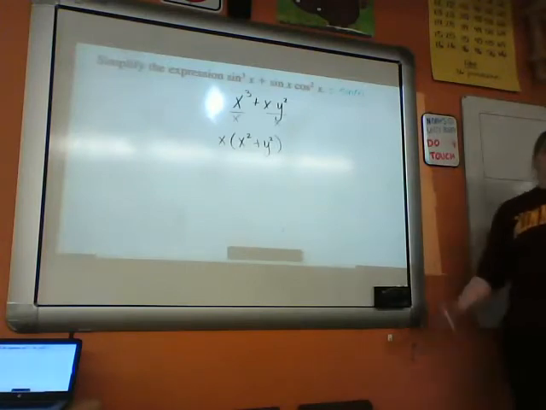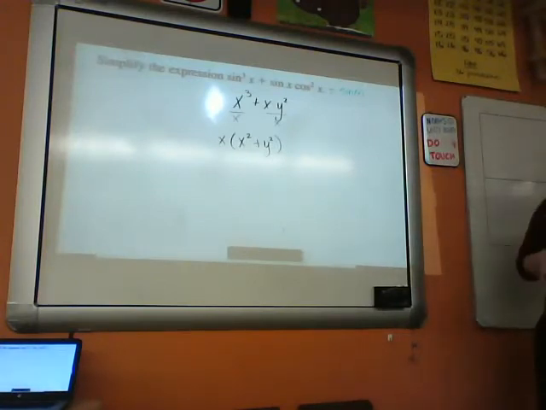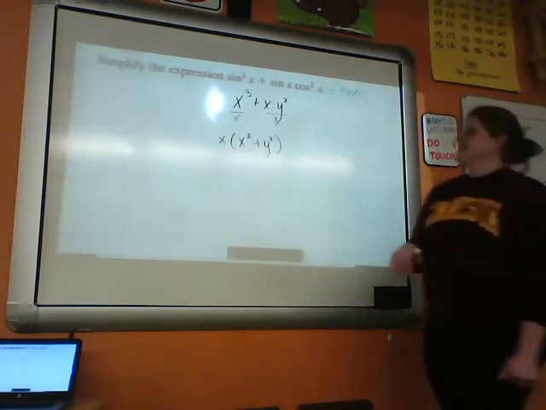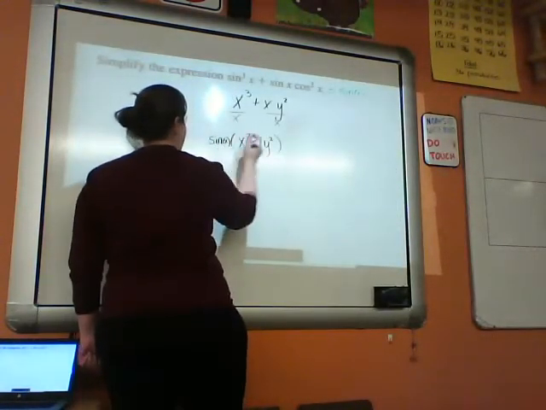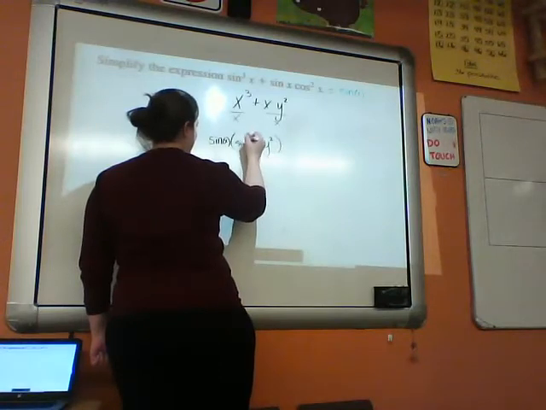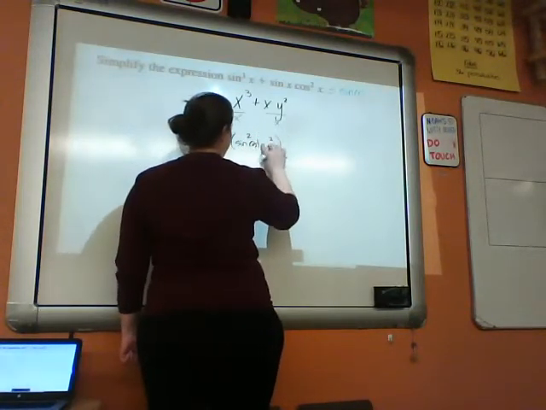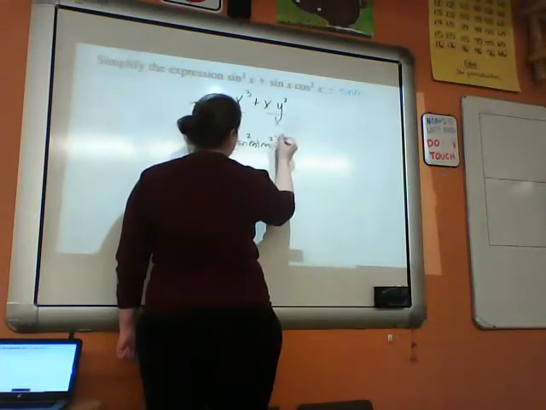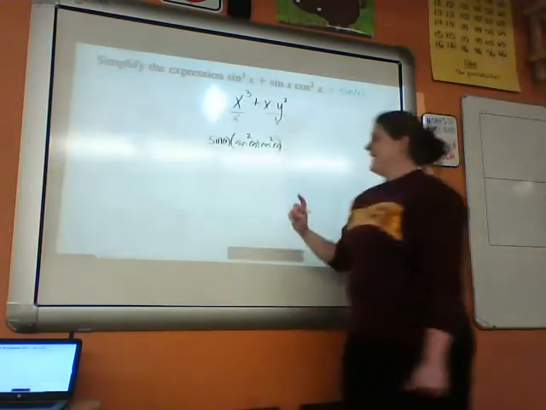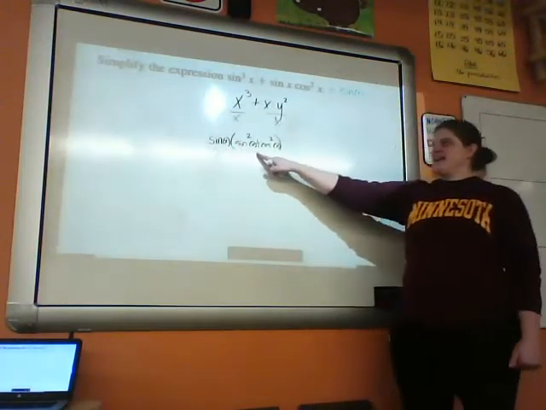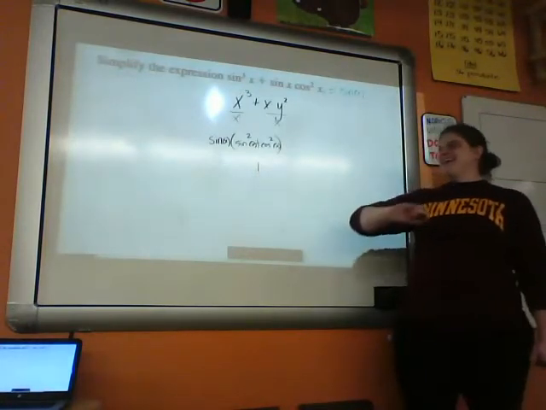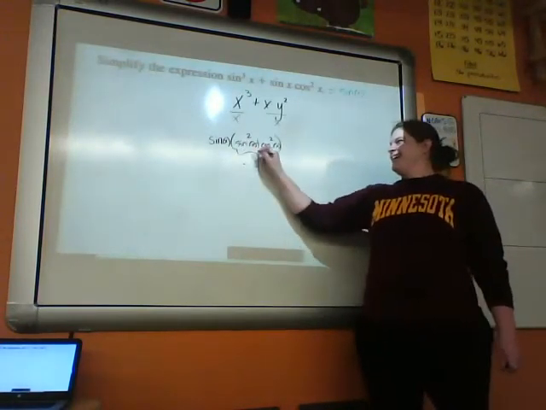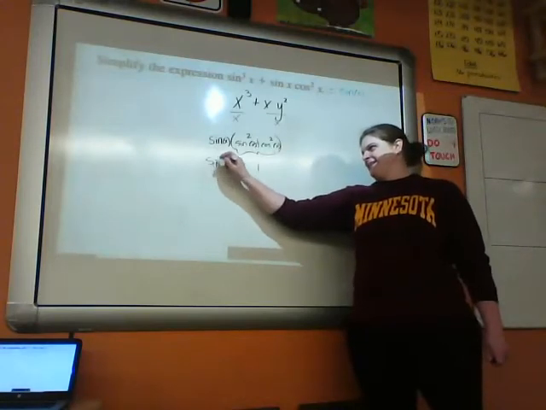Yes, but x wasn't just x, it was sine, right? So sine, and then sine squared, and then cosine. And so there's sine, but then what was sine squared plus cosine squared? 1. Because it's a trig identity.